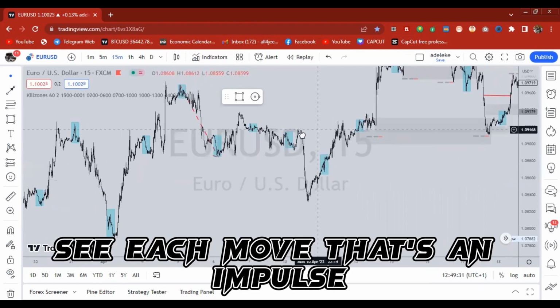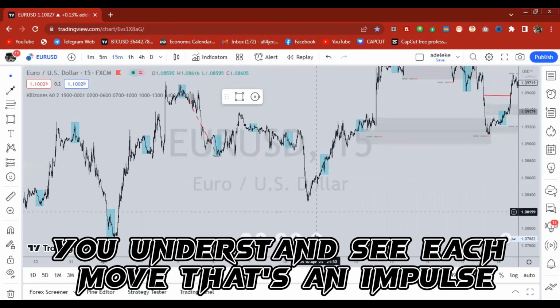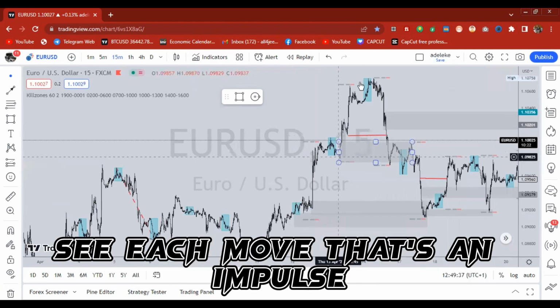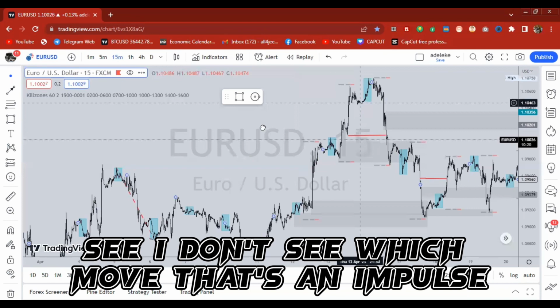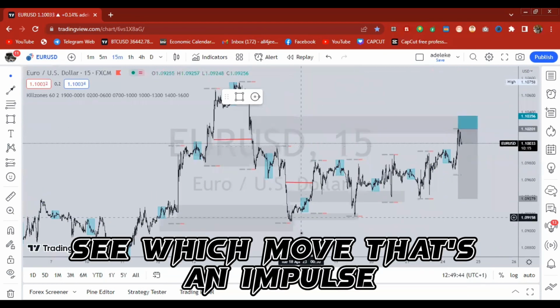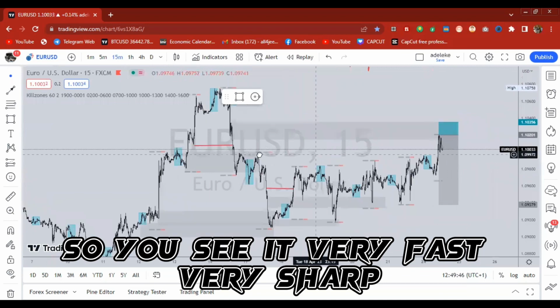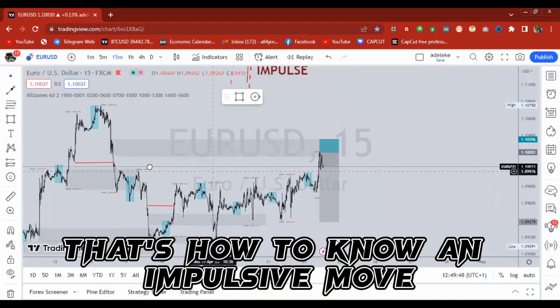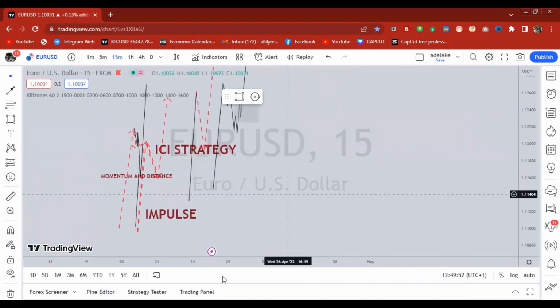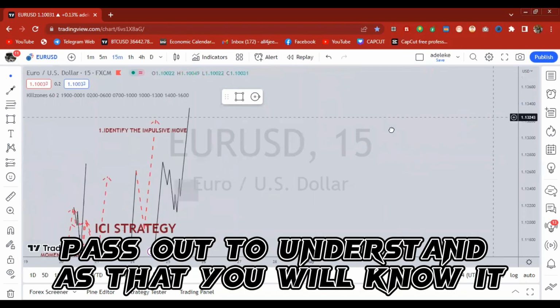See, huge move. That's an impulse. It moves very fast. See another one, huge move. That's an impulse. So you see it's very fast, very sharp. That's how to know an impulsive move. Do you understand? Yes. That's how to understand. That's how to know it.